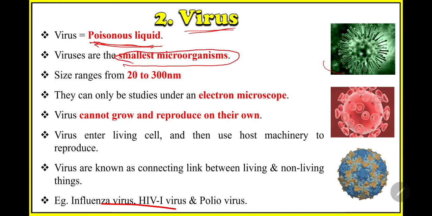That means among all of these, that is your bacteria, virus, algae, fungi, protozoa, viruses are the smallest organisms. Their size ranges from 20 to 300 nanometers. They can be studied only under an electron microscope.